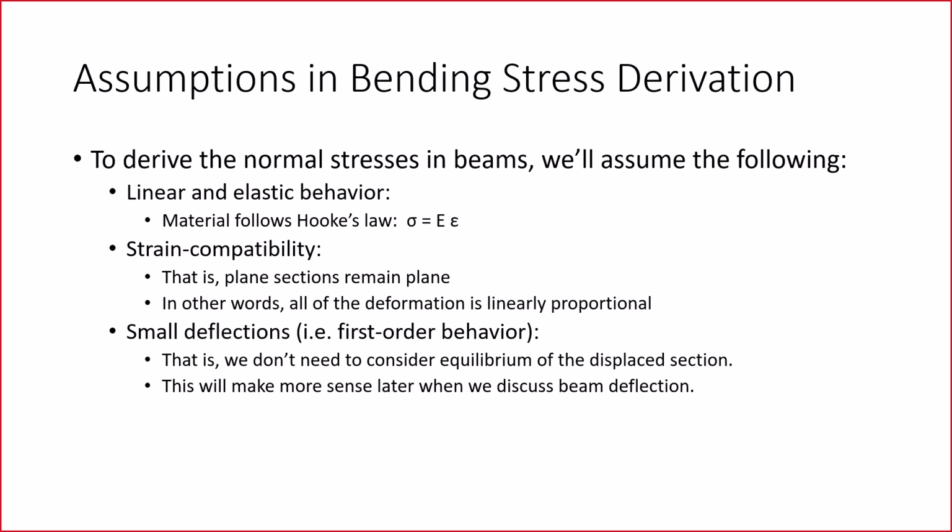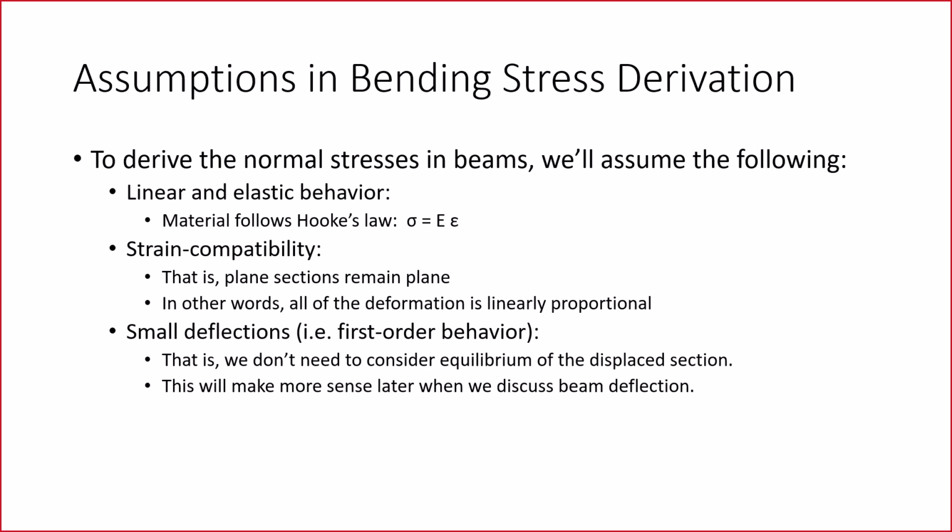So some of the assumptions that we're going to make are as follows. Number one, we're going to assume linear and elastic behavior. So we're going to assume that the stress and strain are proportional to one another. And to be fair, that's going to matter more when we start talking about composite beams. It's not going to matter as much today. And the remaining two assumptions are going to matter more when we start talking about beam deflections.